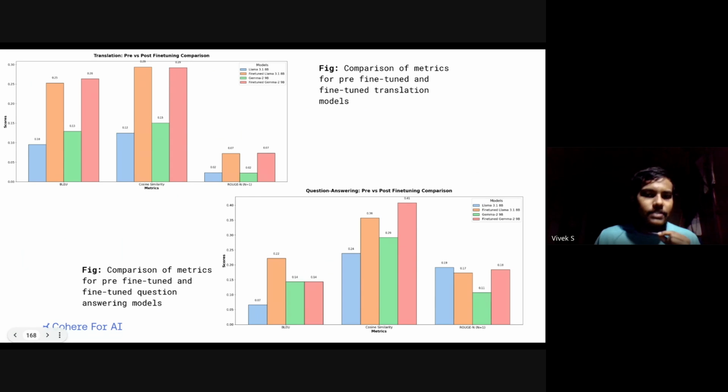Yeah, and these were the results. I'm happy that we got good improvement from fine tuning for the translation task over BLEU score, cosine similarity, and ROUGE score, and we got a quite satisfactory result on the question answering task that we had conducted. Next slide, please.